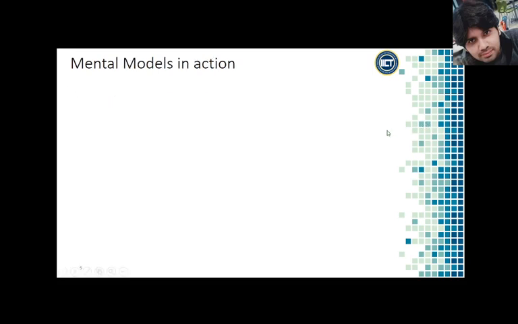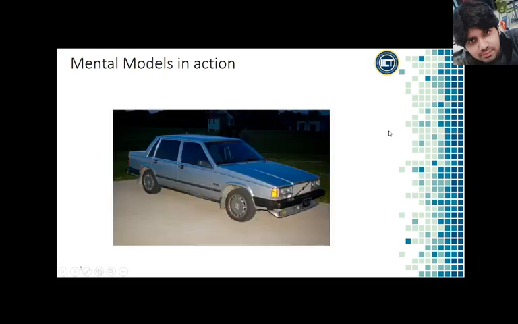So let's see the mental models in action. So let's talk a bit about mental models in the context of the climate control systems we see on automobiles. Let's consider this 1989 Volvo. Of course, it's an old car, so let's talk about how the climate control system would work back when these cars were introduced.